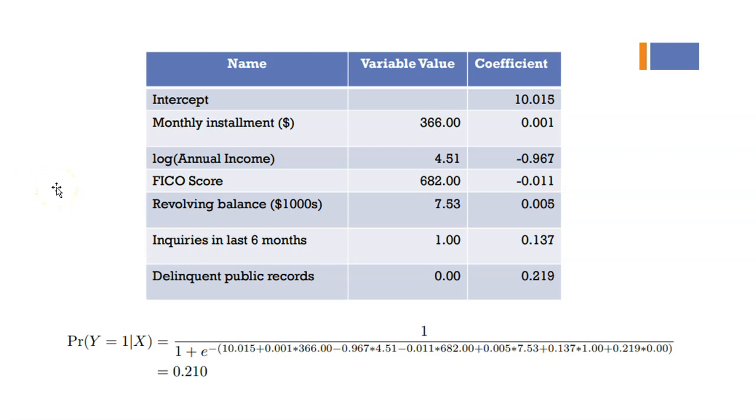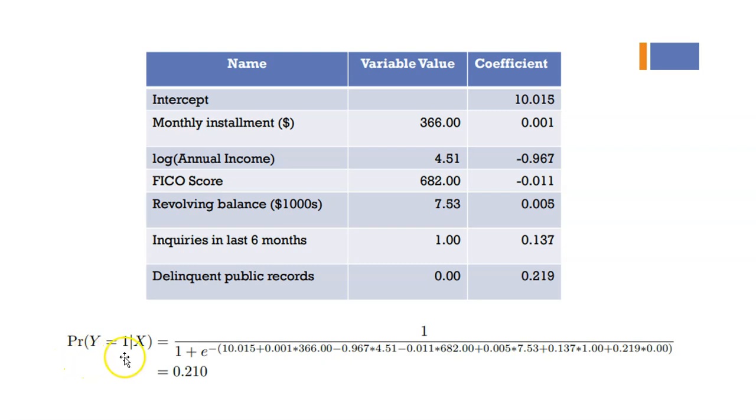So let's say we have already run our logistic regression, and let's say these are our results. So we have our intercept, beta 0, beta 1, beta 2, beta 3, beta 4, beta 5, and beta 6. How do we interpret this? First of all, this is how the model looks.